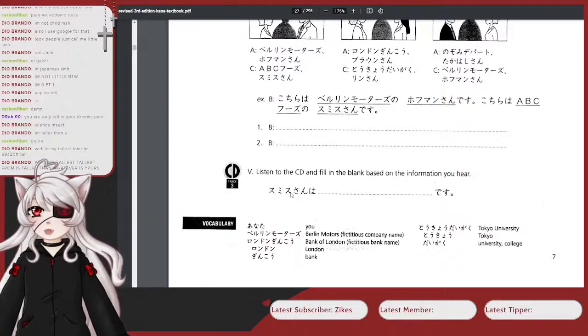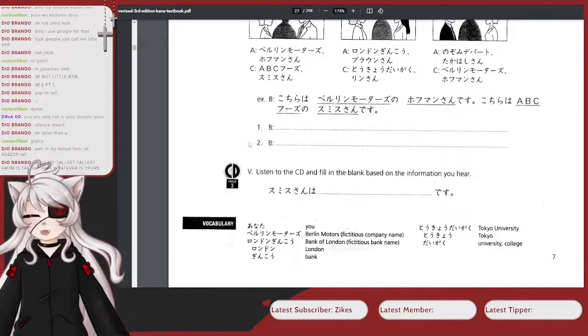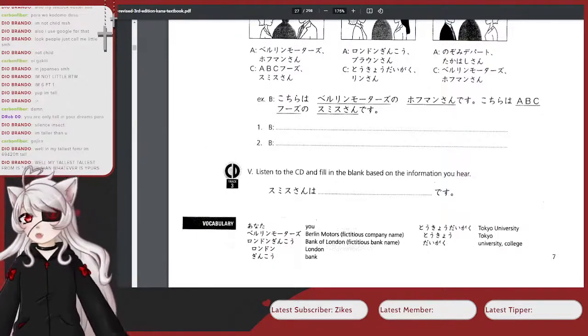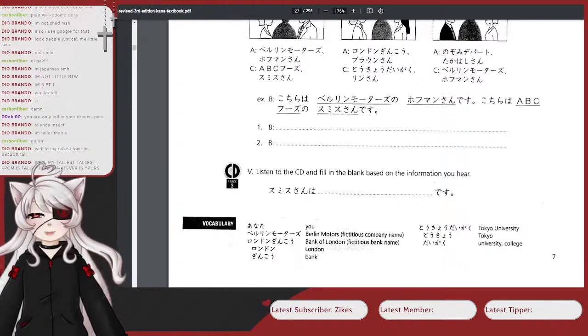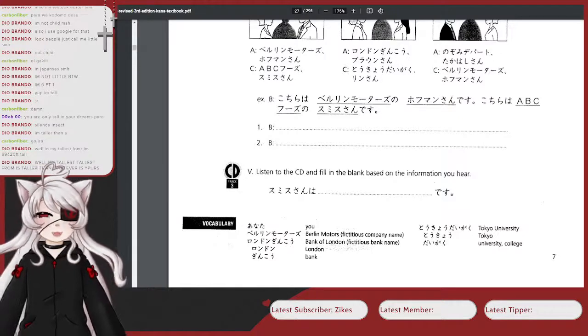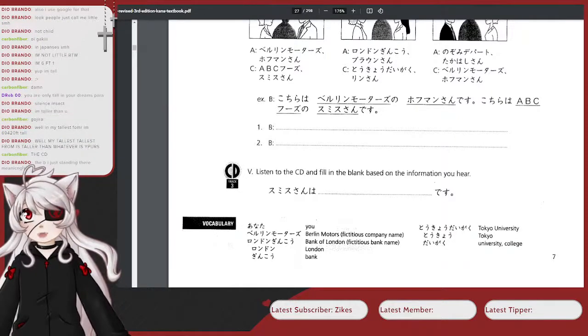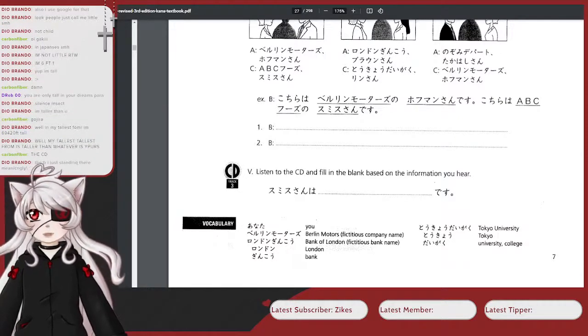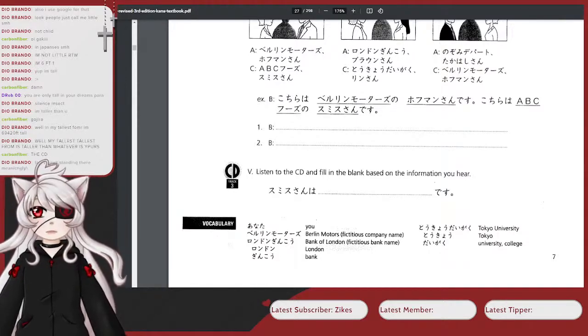Alright. Guys, I'm gonna test you. Okay? Write what you hear. You gotta write it in English. Okay? I'm gonna simulate how it sounds, because CDs always sound like this. They always sound really messed up.